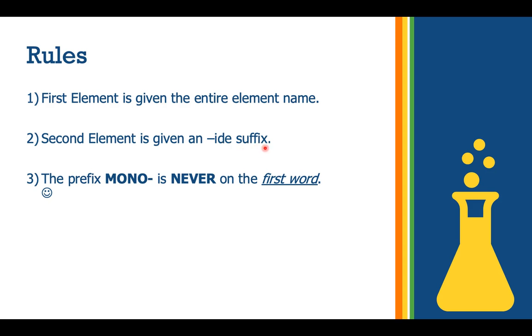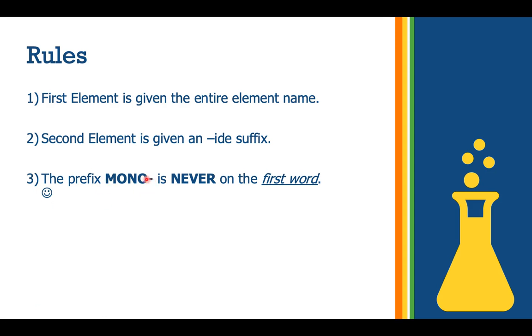Remember suffixes from grammar class? Maybe you learned this in English. So a suffix goes on the end of a word. That's why there's a dash here. The dash represents the root word, and then the "-ide" is what goes on the end. So number 2, second element is given an "-ide" suffix. That means the end. The prefix means it goes on the beginning.